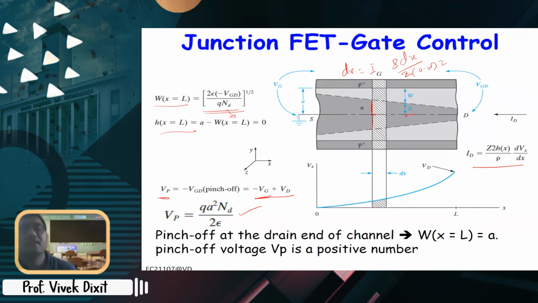Now you can notice one more thing here. V pinch off is Vd minus Vg. Now pinch off will occur when the gate voltage is negative, right? So that means your Vp will be positive for an N channel, and it will be negative for a P channel.